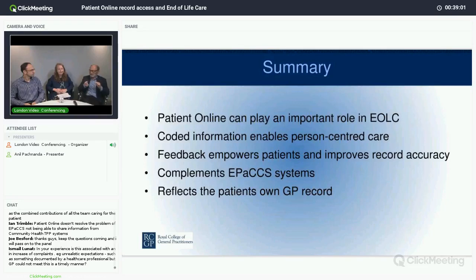But of course, the other thing I think to say about EPaCCS systems is they're not updated every day, whereas using Patient Online, the patient has access to the data as it is recorded, literally. So there's no lag between something like a DNACPR being recorded in a GP record and it appearing in an EPaCCS system maybe a week or more later. Totally. Patient Online means it's there when it's needed that evening. Completely up to date. I totally agree with that.